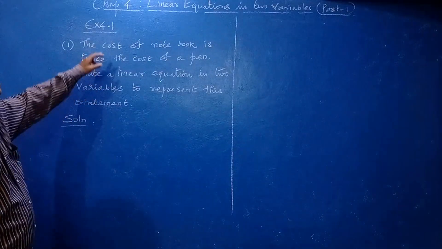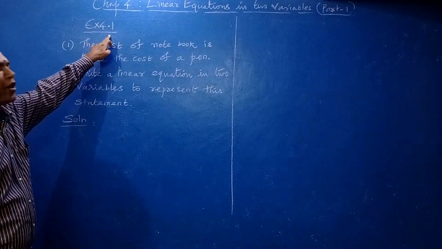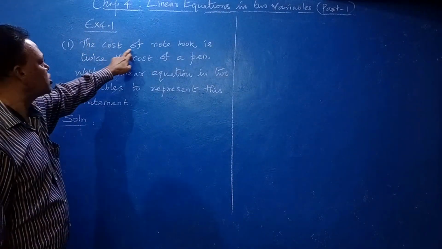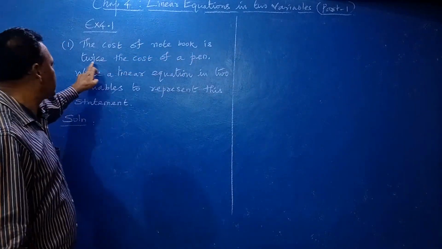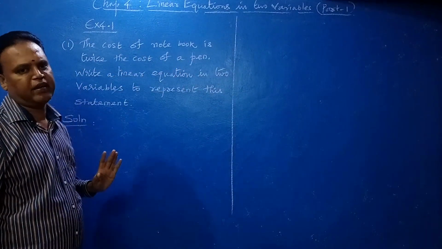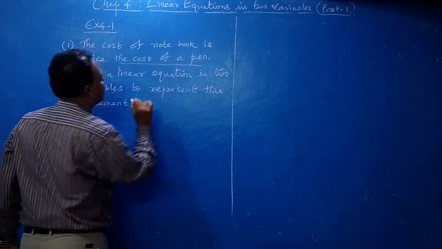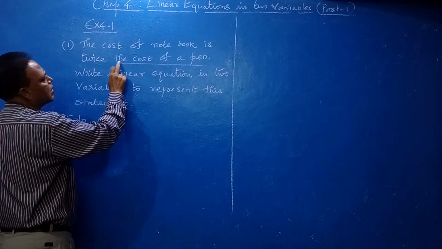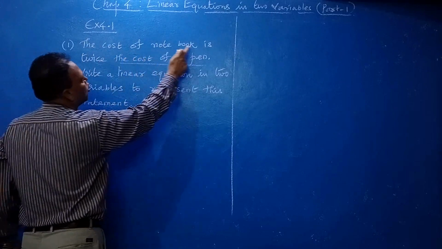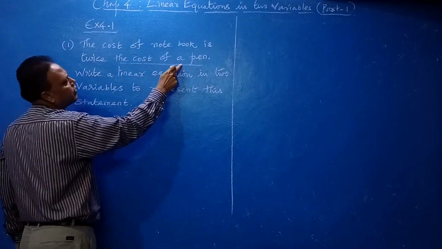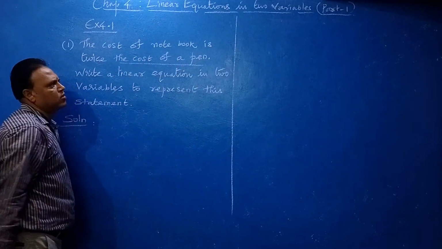Next you see exercise 4.1. First problem: the cost of a notebook is twice the cost of a pen. So first you see the statement: the cost of your notebook is twice the cost of a pen.